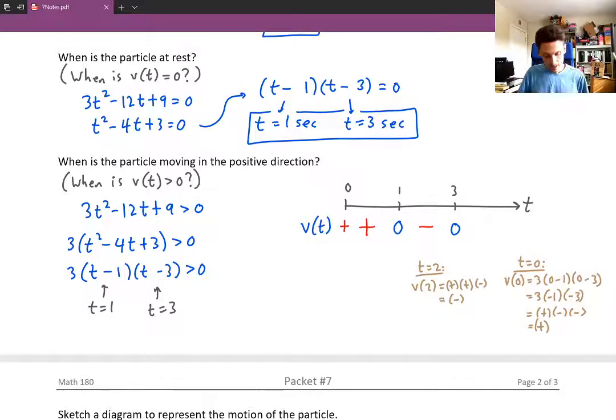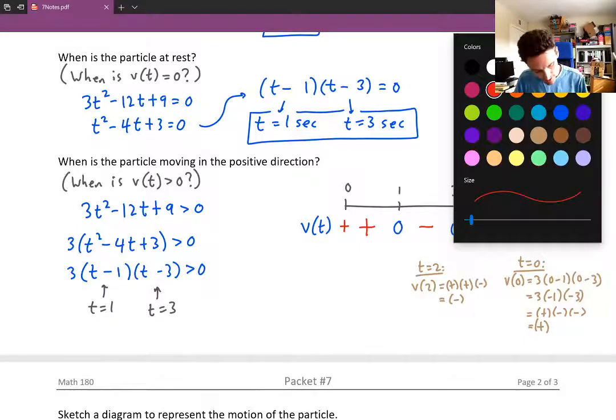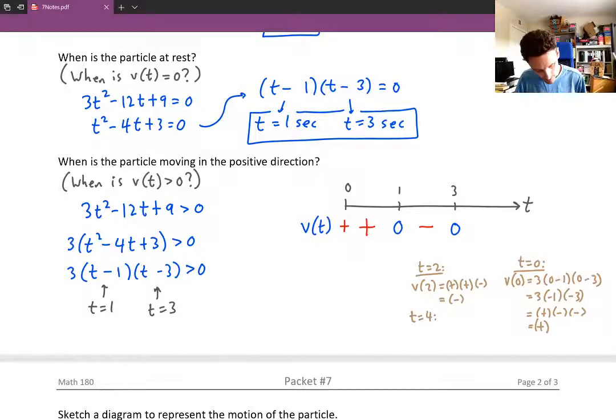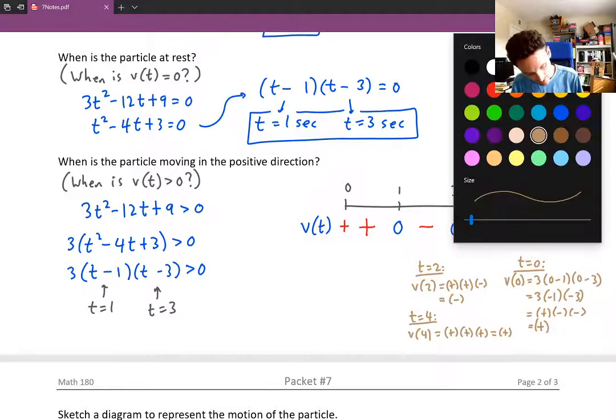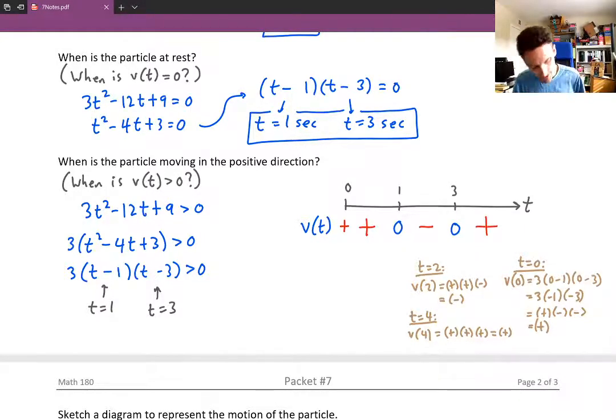Now we can do the same thing, plug in t equals 4. We're going to get positive for all 3 of those factors. Notice that the factor of 3 never changes signs. It's always positive. So it really boils down to what the t minus 1 and t minus 3 signs are. Here, when t equals 4, those are both positive. So overall, we get a positive velocity on that entire interval.